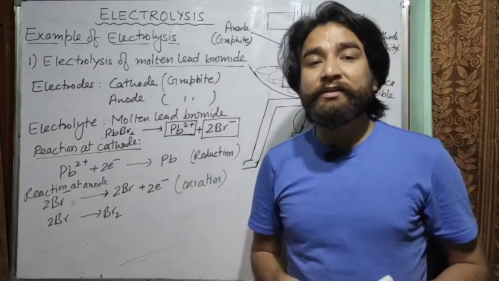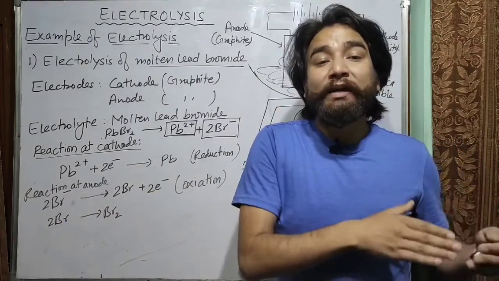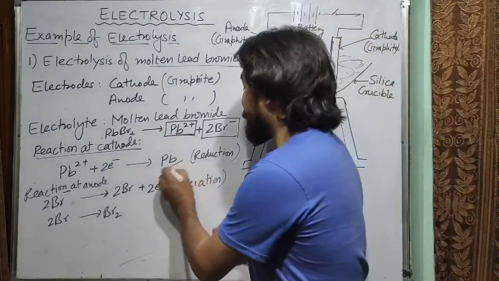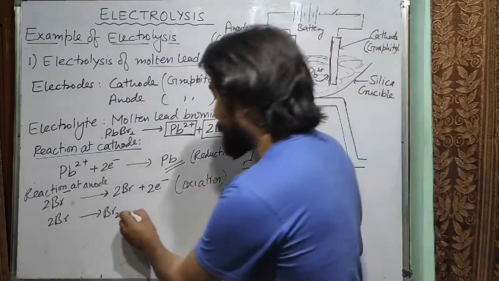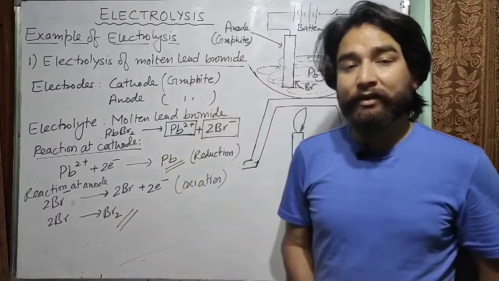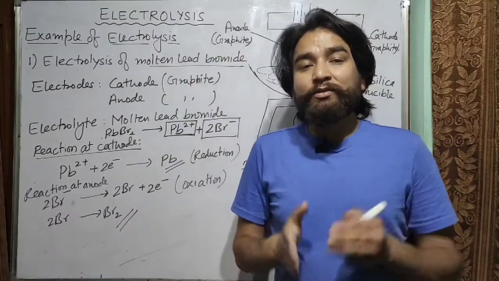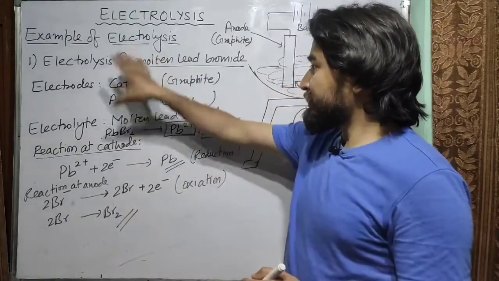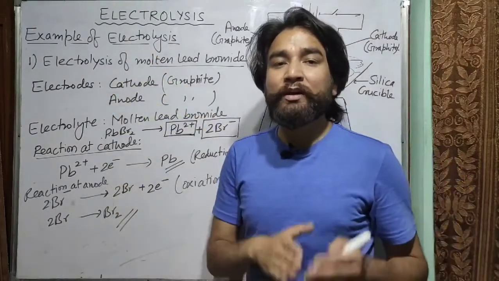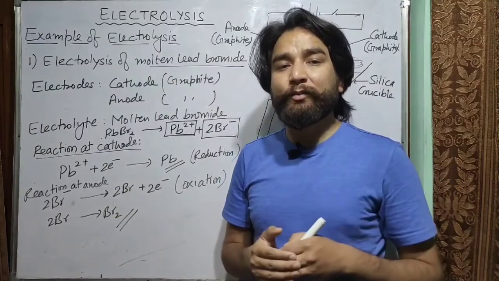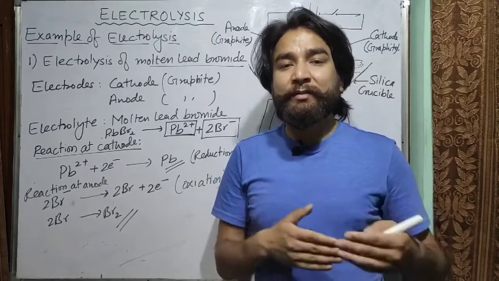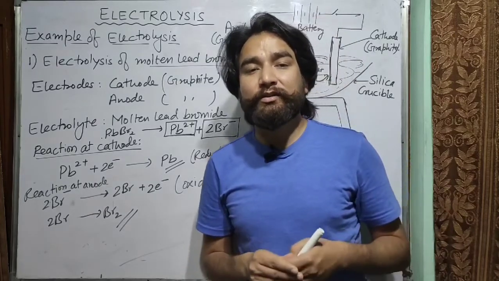Now one more question is asked, what is the product obtained at cathode and what product is obtained at anode? The product obtained at cathode is lead and the product obtained at anode is bromine. So this question can also be asked in the exam. So this is all you have to know about the electrolysis of lead bromide. Other things, like DC being used, will be the same in all the processes of electrolysis.